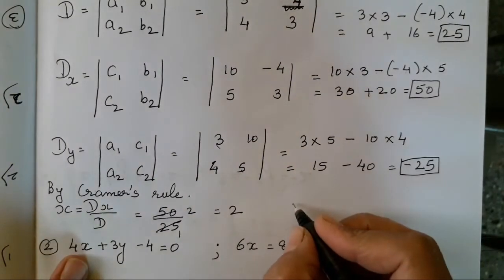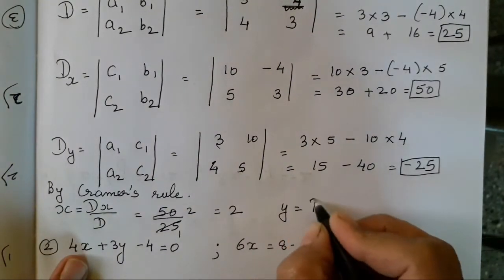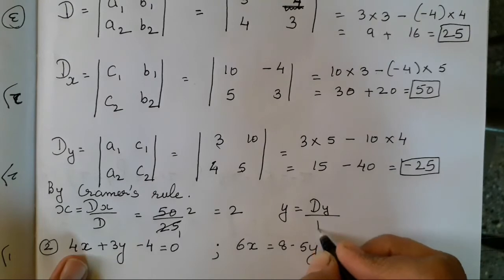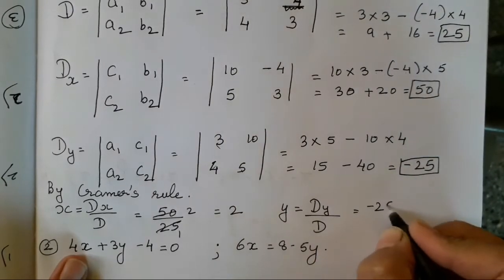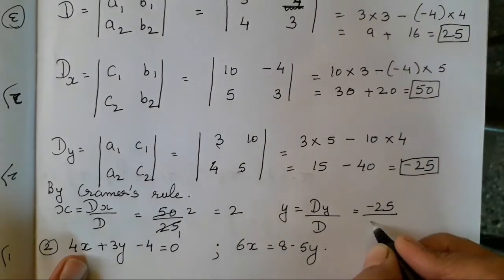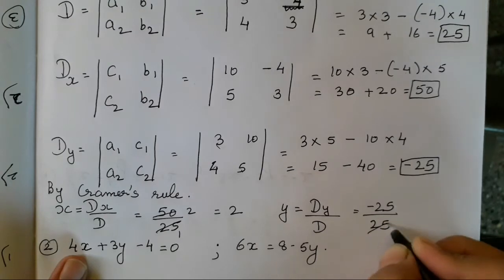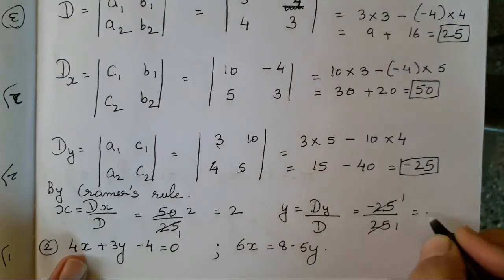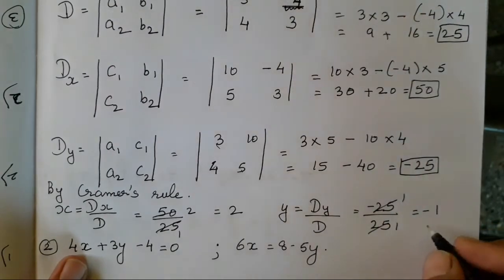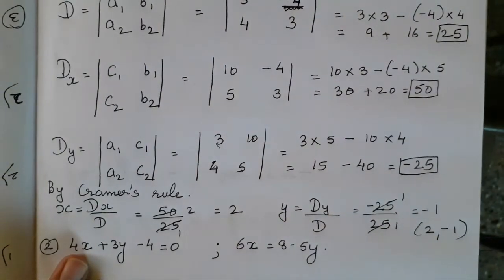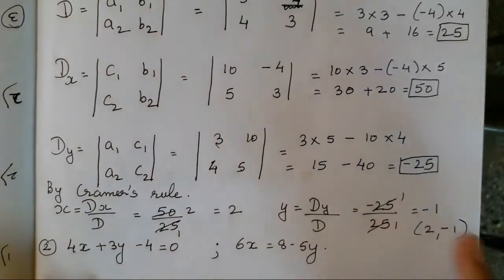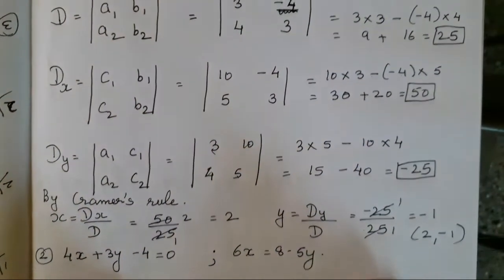Same goes with y. Y is equal to dy upon d, that is minus 25, isn't it? Upon d is how much? 25. So reduce it. The answer is going to be minus 1. So what is the solution? 2 and minus 1. Got it, children? I'm not having space over here. You all can take it. X is this much, y is this much that we have got from the Cramer's rule.